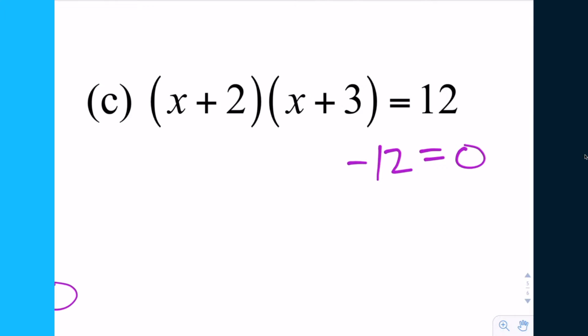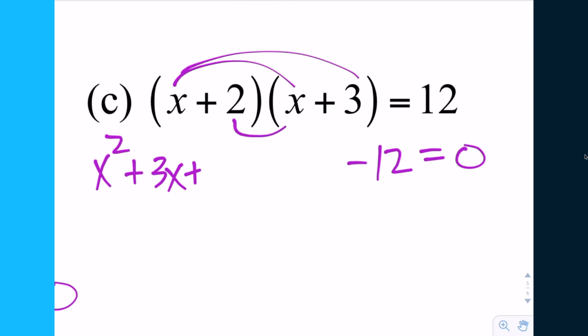You might as well go ahead and expand the binomials that are multiplied. Now, I don't like to use FOIL here, so I'm just going to distribute. It's a lot better. X times x is x squared, plus 3 times x is 3x. Plus, move on to the next one, 2x plus 6.